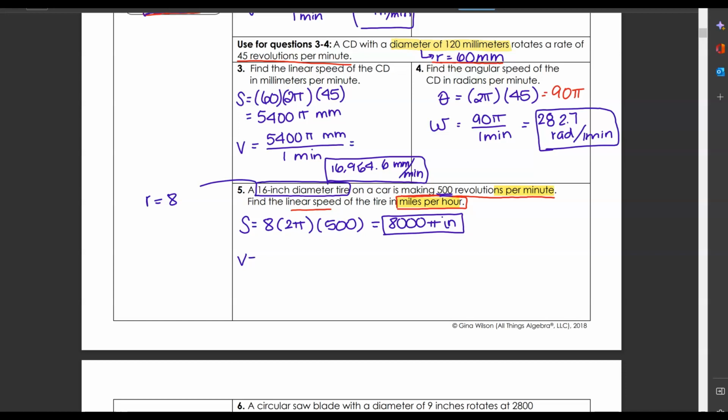Now let's calculate our linear speed. Our V is going to be our arc length, 8,000 pi inches, all over 1 minute. So we are calculating this per minute; we'll deal with the minutes to miles per hour in a second. When we plug this into our calculators, we get 25,132.7 inches per minute.